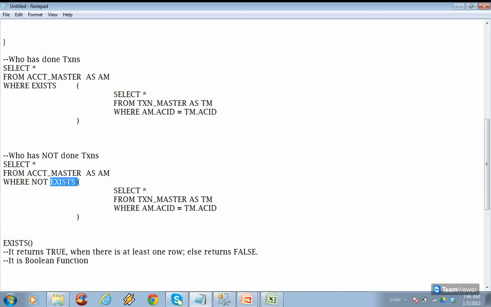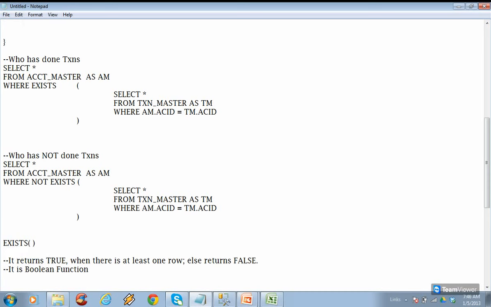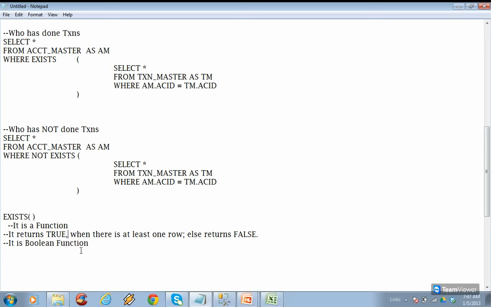Exist is a function. How do you know whether it is a function or not? See the symbols. This is also a function symbol. Try to understand, this is not the subquery symbol. This is the function symbol we are now using. So exist is a function. If you are not clear, I'll write this point. I've written it is a Boolean function. Clear? It is not a clause like the select clause or where clause.